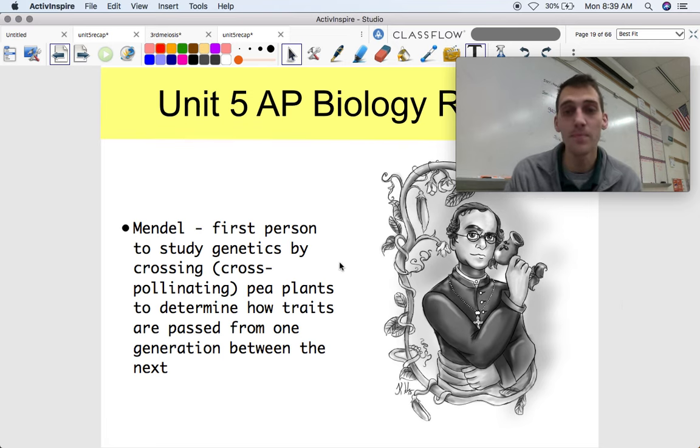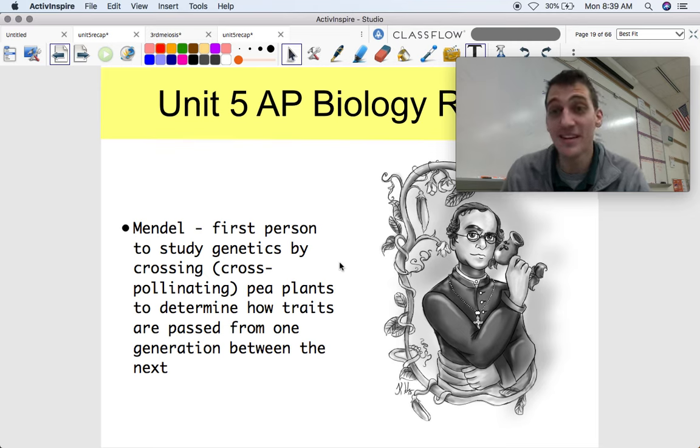Anyway, that's Gregor Mendel. He was an Abbey monk, actually. I think he failed the education program through a university or something. He failed the test to become a teacher, so he became a monk instead, which I think is funny.